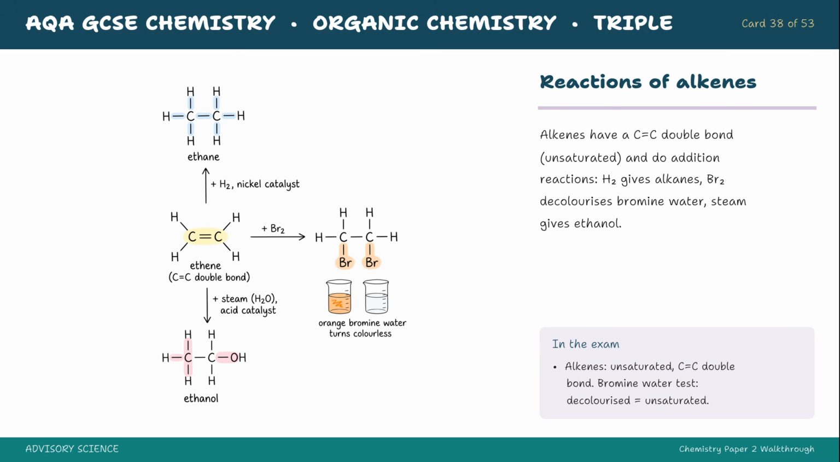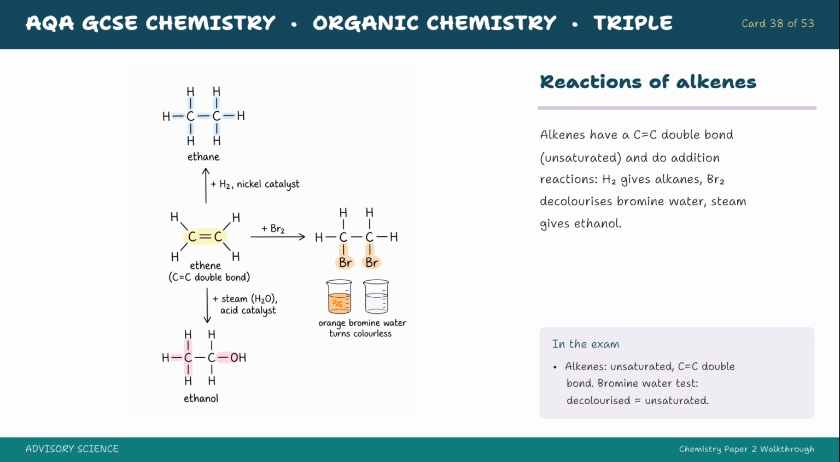This is how ethanol is made industrially. With the halogens, such as bromine, an alkene reacts to form a dihalogen compound, and this is the basis of the bromine water test. In all these reactions, the double bond opens up and atoms add across it, which is why they are called addition reactions.